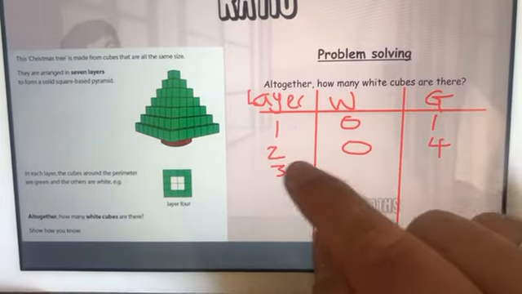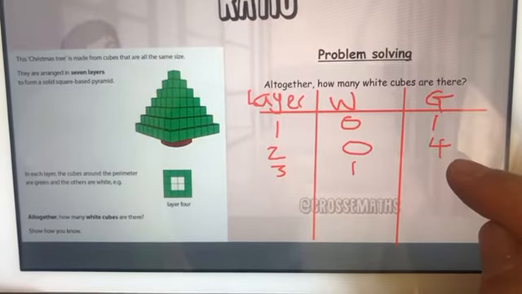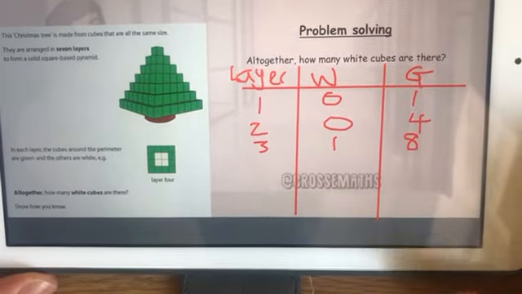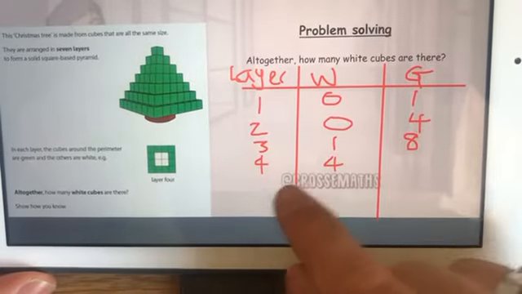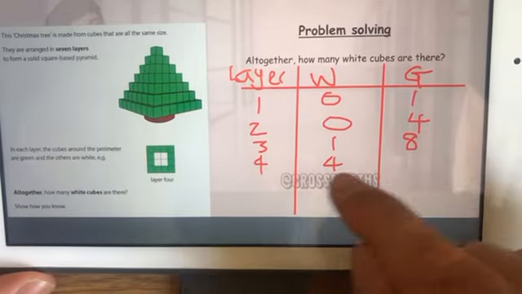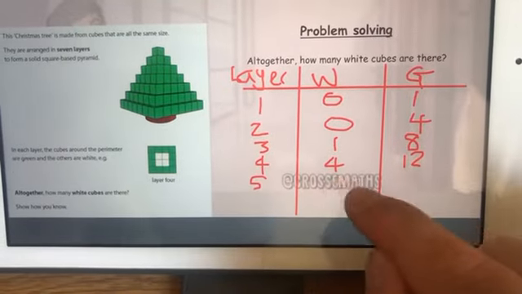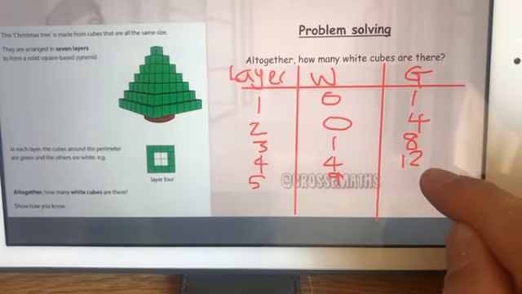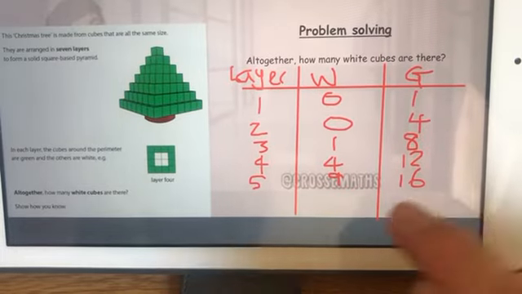Layer 3 is the first one to have white in it. It's got 1 white in the middle, and all around the edges is going to be 8 greens. And layer 4 is done for you, so you can just count them. There's 4 whites, and then there's 12 greens. You can see the pattern with the greens now. Layer 5 is going to have 9 whites, and you can see these ones by here are going up in 4, so it's going to have 16 greens. And this is just going to carry on.